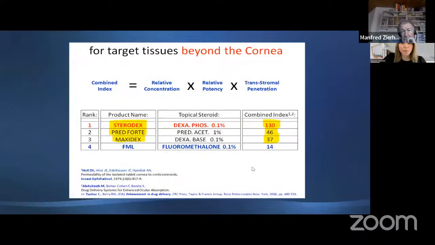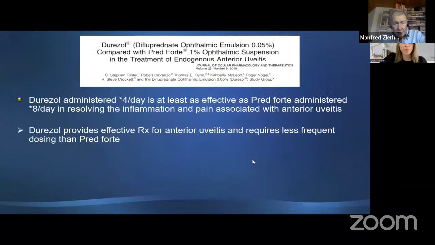In this nice table, we see the combined index of various topical treatments. The combined index includes the relative concentration of the drug, the relative potency, and the transcorneal penetration of the drug. And we can see that dexamethasone and prednisolone preparations have much higher combined index as compared to fluorometholone. And this is the reason that we should not offer our patients the use of fluorometholone in uveitic eyes.